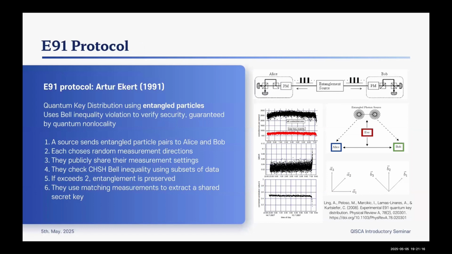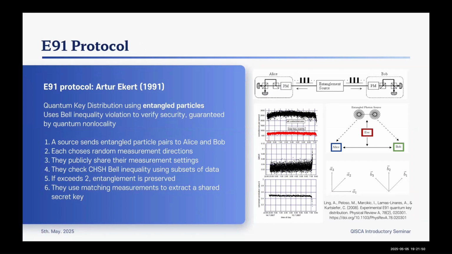Now let's look at the E91 protocol proposed by Artur Ekert in 1991. This protocol uses entangled particles for quantum key distribution. Its security is verified through the violation of Bell's inequality, which is guaranteed by quantum non-locality. Here's how the protocol works. A central source sends entangled photon pairs to both Alice and Bob. Each of them randomly chooses a measurement direction.